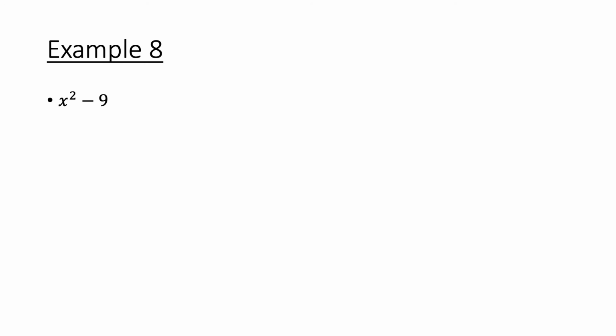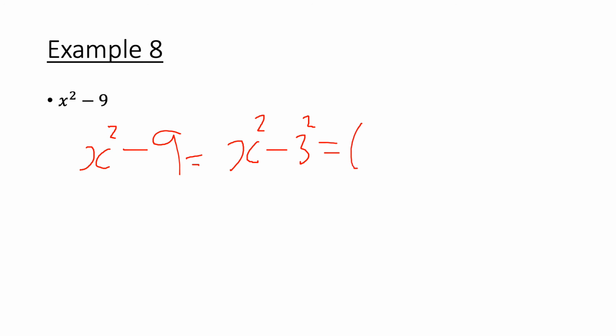Right, example number 8. So we've got to factorize x squared minus 9. This is what I call the difference of two squares, guys, and what it means is that I can write it like this: x squared minus 3 squared. So x and x, I'm going to have plus 3, and then I'm going to have minus 3.